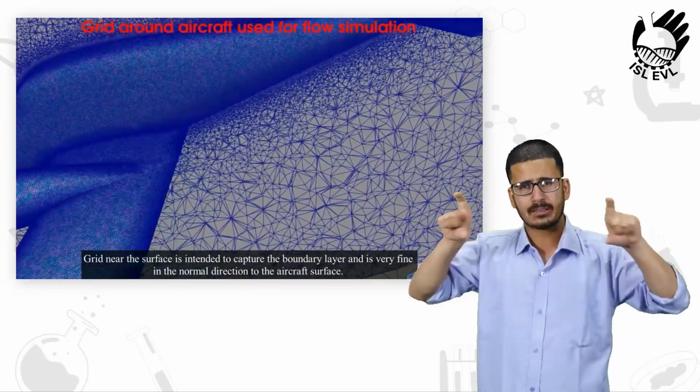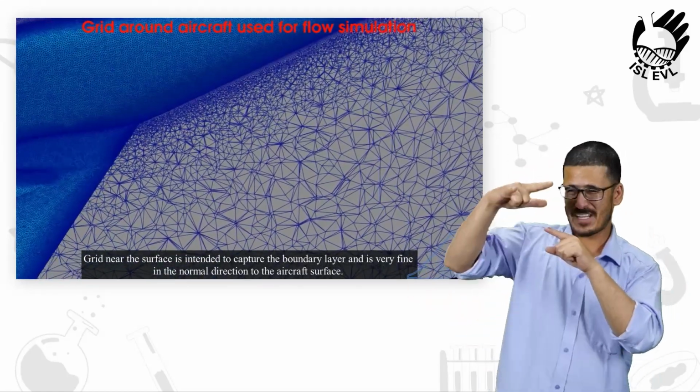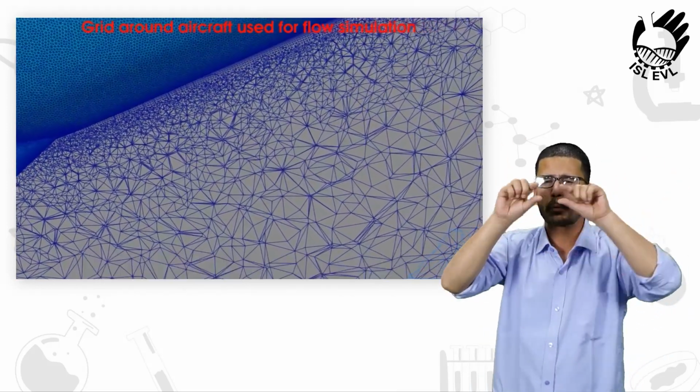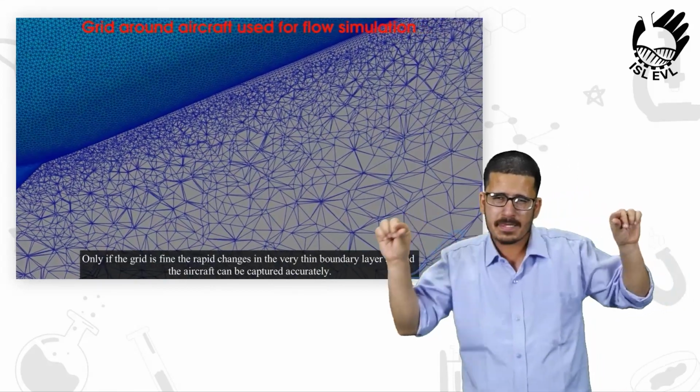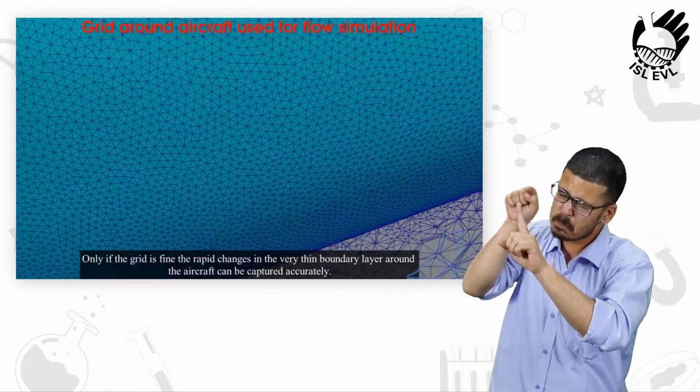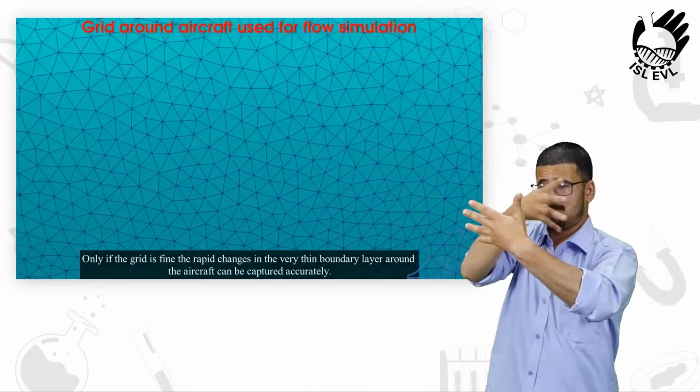The grid near the surface is intended to capture the boundary layer and is very fine in the normal direction to the aircraft surface. Only if the grid is fine, the rapid changes in the very thin boundary layer around the aircraft can be captured accurately.